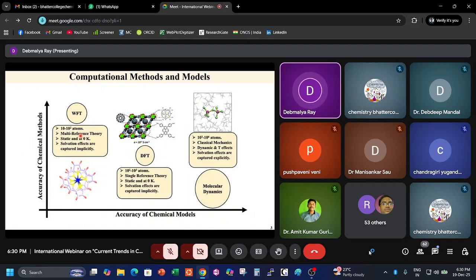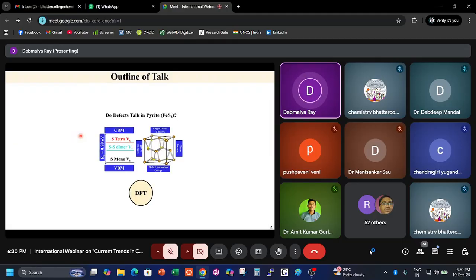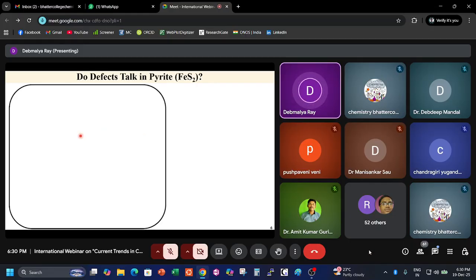That's why in my research, I take advantage of all these sorts of methods, and whichever project fits whichever method, we just decide accordingly. So in today's talk, I'm going to show you two examples. One is about defects in pyrite, iron disulfide, which mostly used periodic DFT calculation. So let's start there.